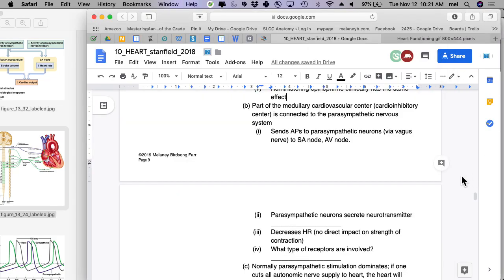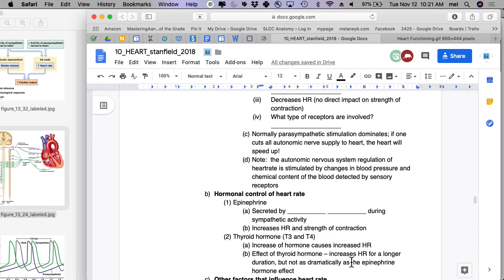Okay, so what it's going to do is what it's doing right now, because I don't think your heart rate is 100 beats per minute right now. Even mine isn't, and I'm teaching right now. The parasympathetic neurons secrete the neurotransmitter what? Acetylcholine. It decreases heart rate, no direct impact on strength of contraction. What type of receptors are involved? Cholinergic, yeah.